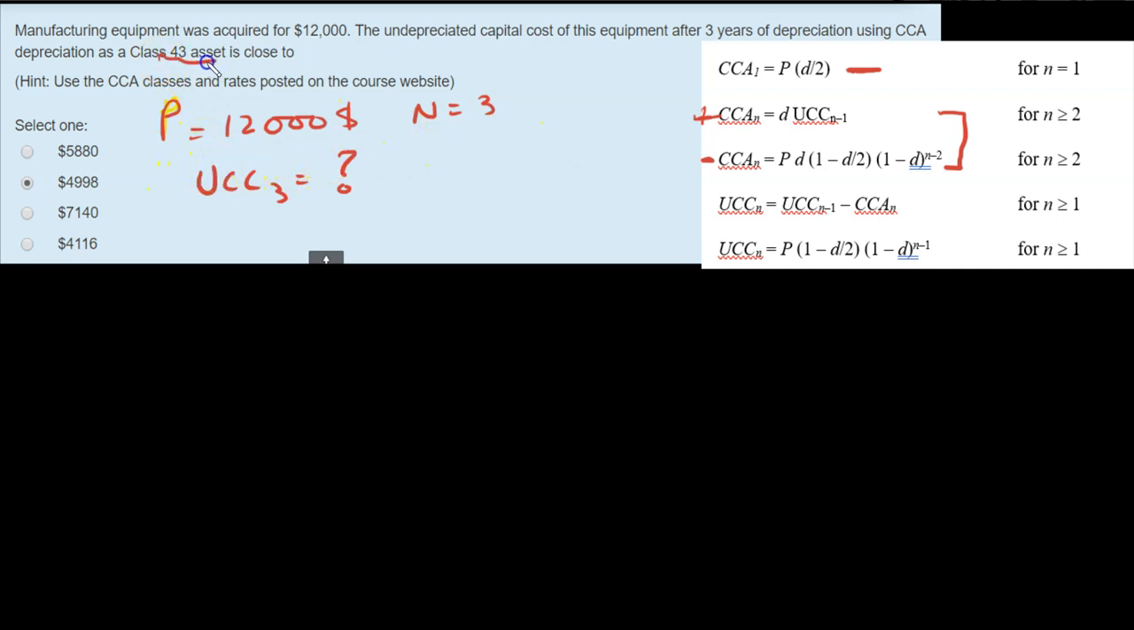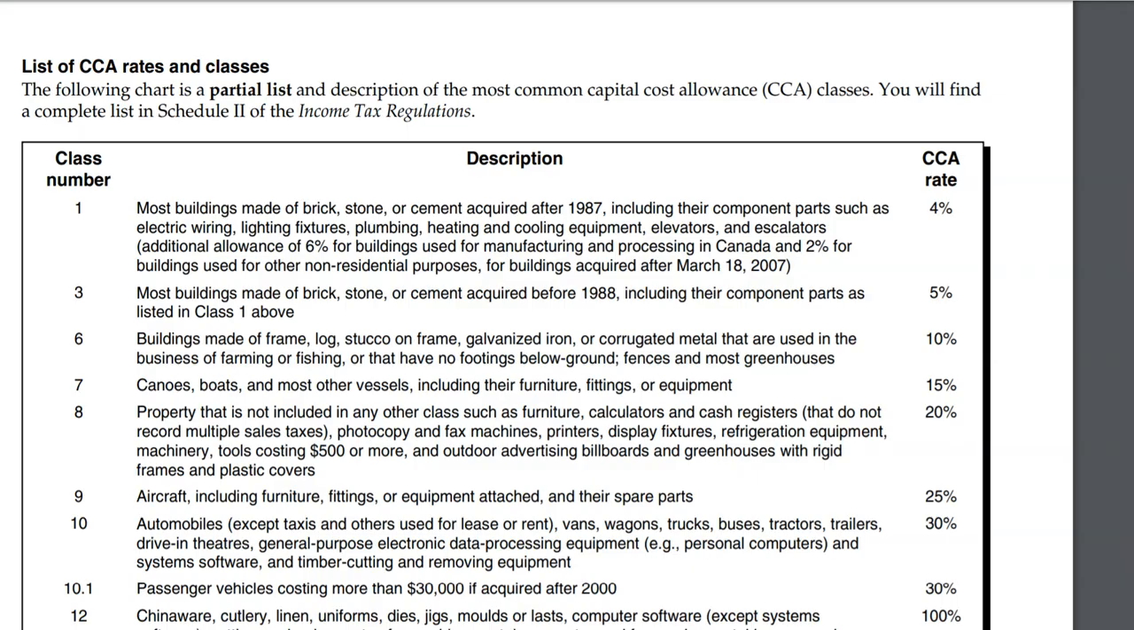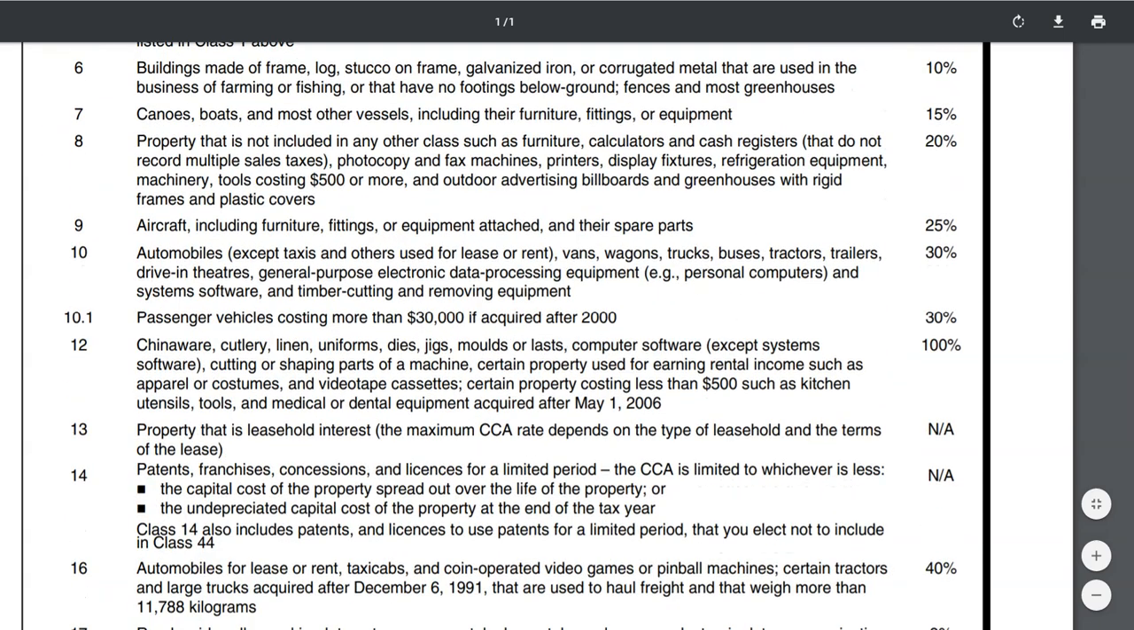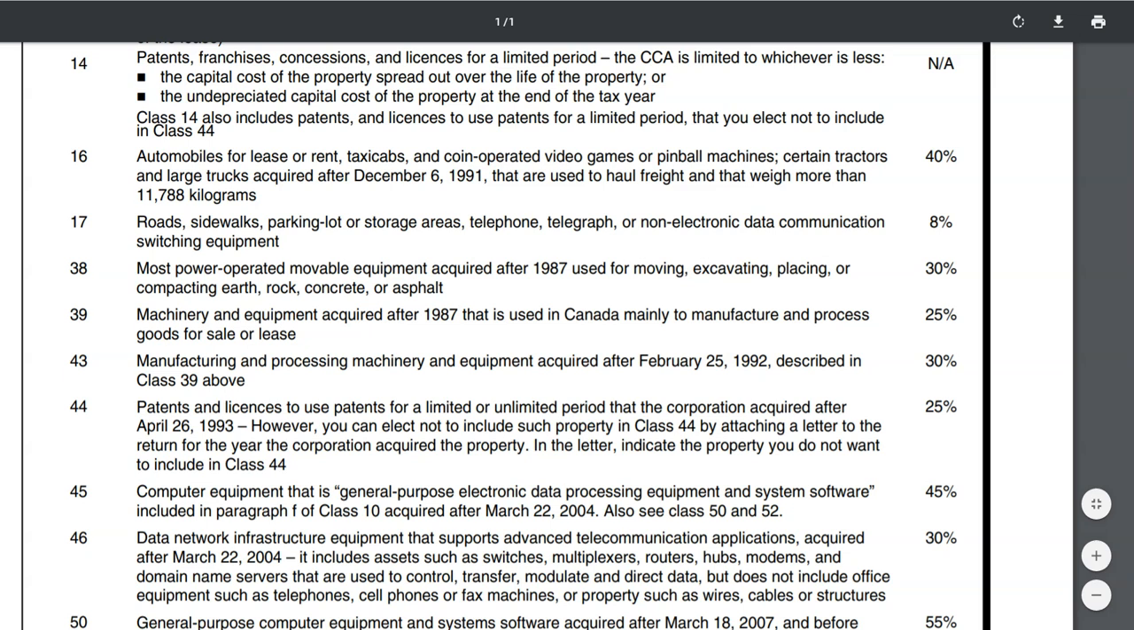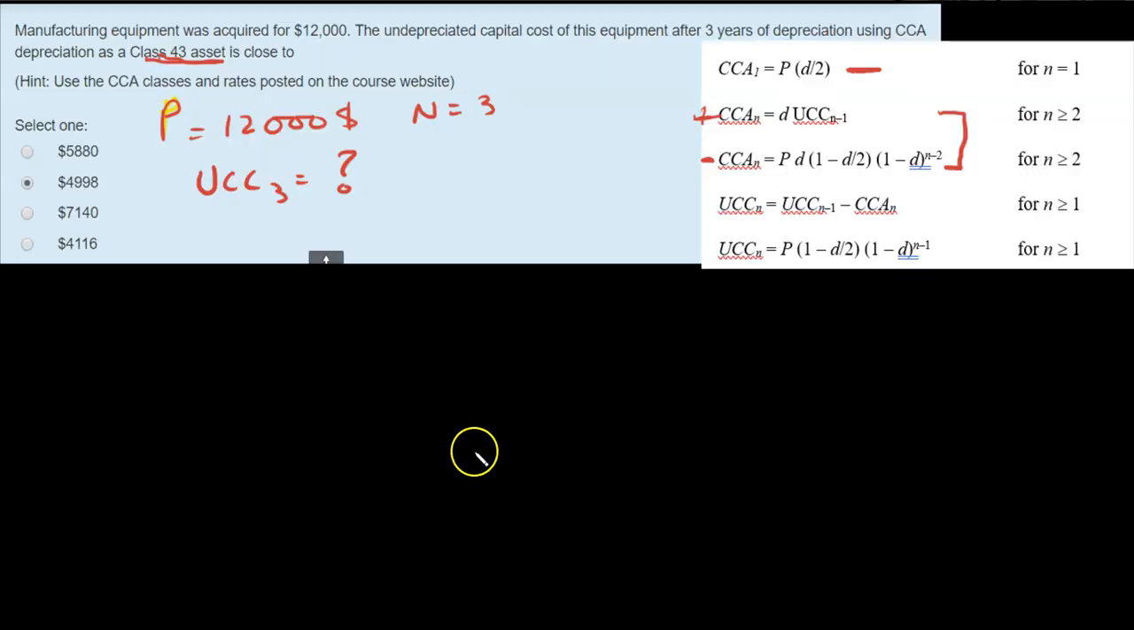So it's a Class 43 asset. You're going to have to go through an official table given by the CRA. You can find it at the Canada Revenue Agency website, or just Google it. I'll show you guys it here right now. So here it is. This whole table here, depending on what asset you have. But here we have manufacturing machinery at Class 43. That's what the problem states. So we're going to be using 30% for that. That's the rate that we need to know for the D right there. 30%.